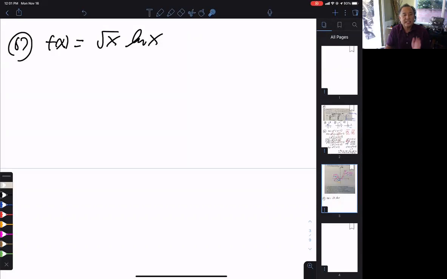This is 4.2, number 67. We're trying to find regions of concave up, regions of concave down, and inflection points. So you need to know where to find inflection points. The only place a function can change from concave up to concave down or vice versa are points where the second derivative is 0 or the second derivative does not exist.